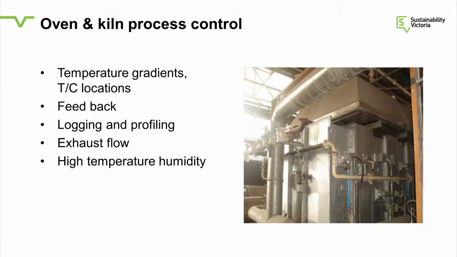Ovens and kilns. This one here is a little batch heat treatment furnace that you'll see. On that furnace, there was a massive temperature gradient because the thermocouples that control the burners weren't located in the right place. You were overfiring the furnace to compensate. So by changing the location of the thermocouples, you weren't overheating the furnace, which led to all those things I mentioned before, the reduced energy and improved product.